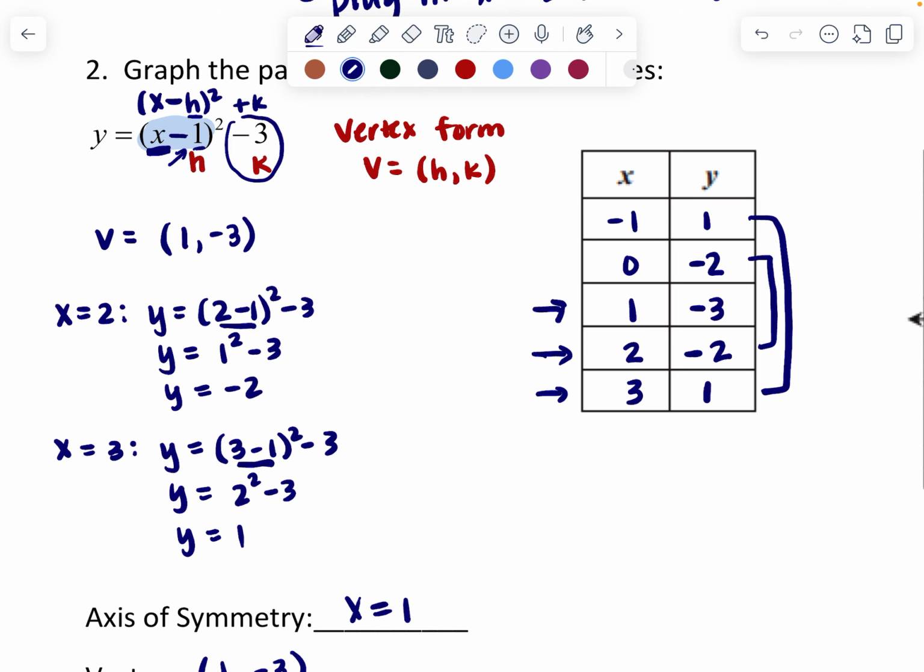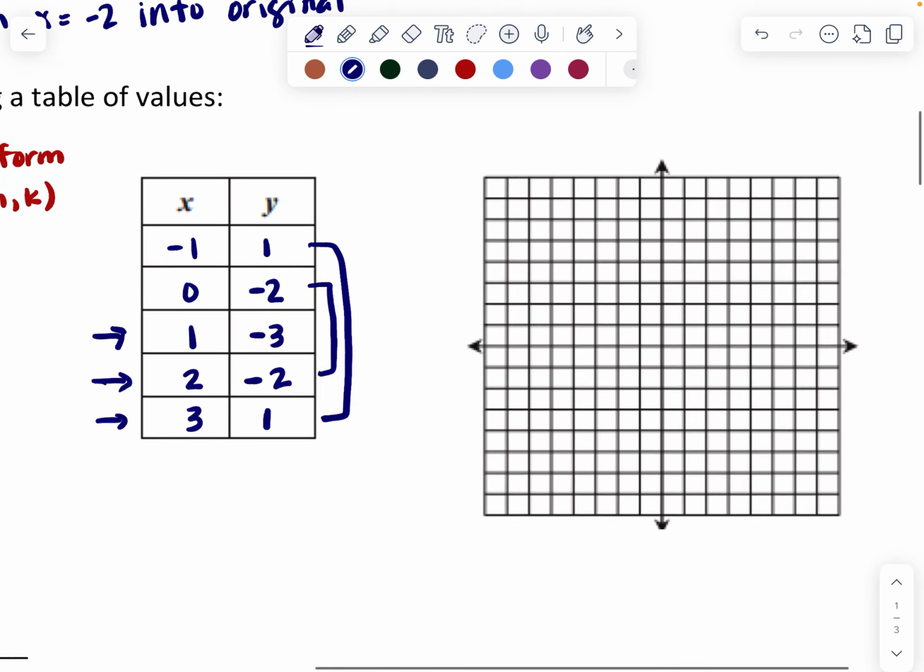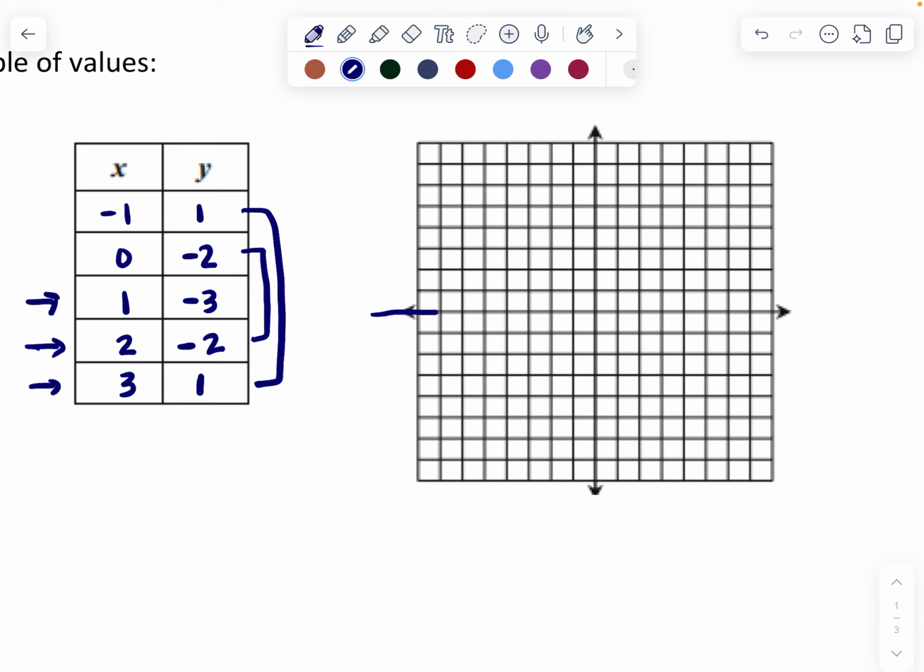Okay, now that you have your table of values, let's go ahead and plot it. You guys, again, I'm going to draw the x-axis in a little bit better so it looks a little bit nicer.